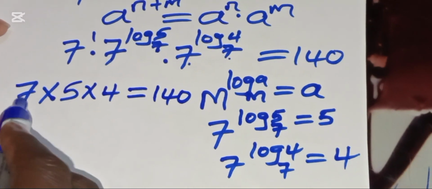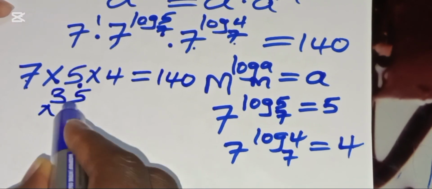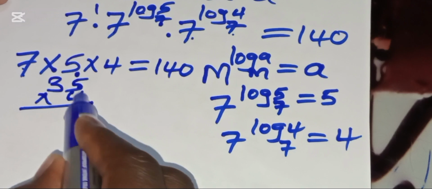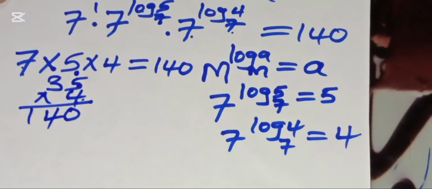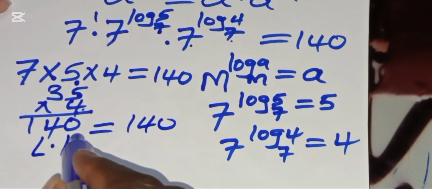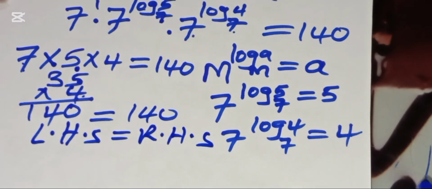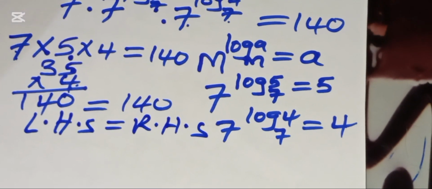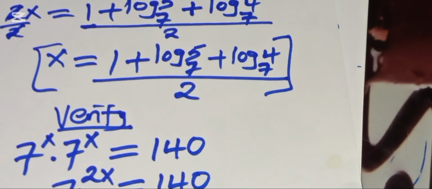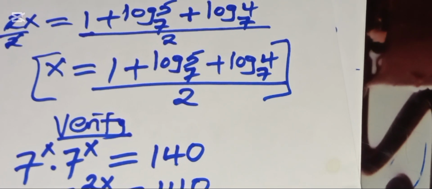So 7 times 5, this is 35. This is 35 multiplied by 4. 5 times 4 is 20, 4 times 3 is 12, plus 2, this is 140, which happens to be equal to 140. So that means that the left hand side is equal to the right hand side, and that affirms that the value of x, which is 1 plus log 5 to base 7 plus log 4 to base 7 divided by 2, actually satisfies the equation.